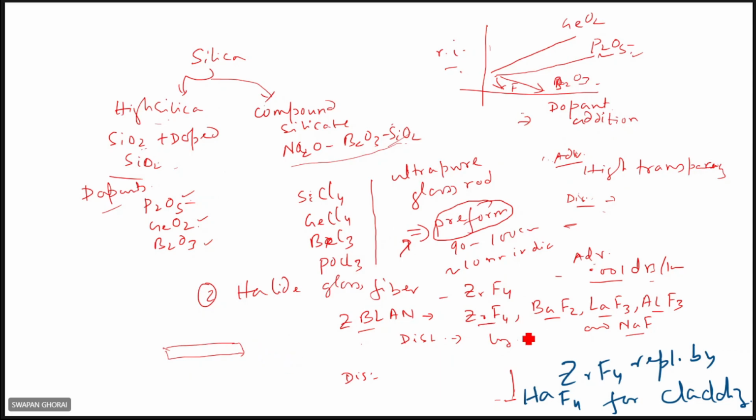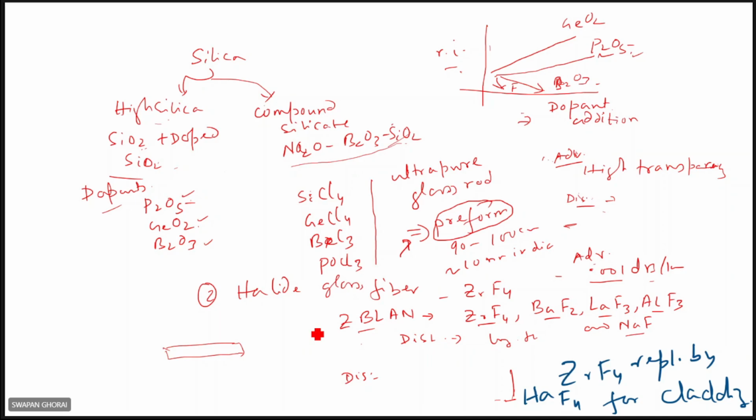But with this fluoride glass, it is difficult to fabricate. The length of the fiber depends on the length and volume of the preforms. So in this process, it is difficult to fabricate the long preforms, right? That is one disadvantage.